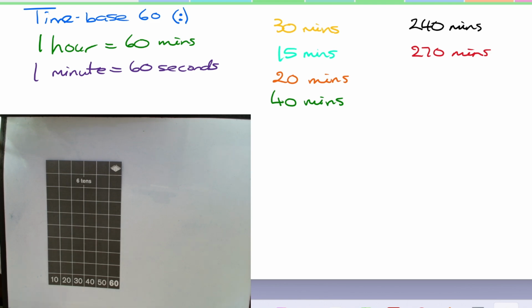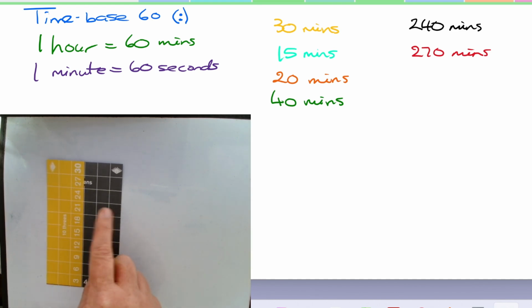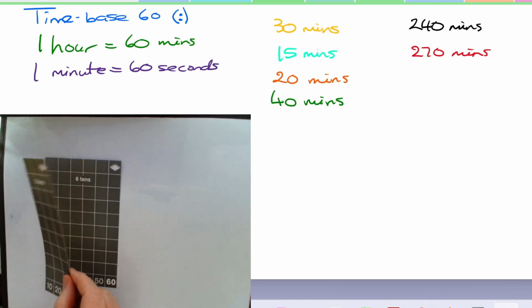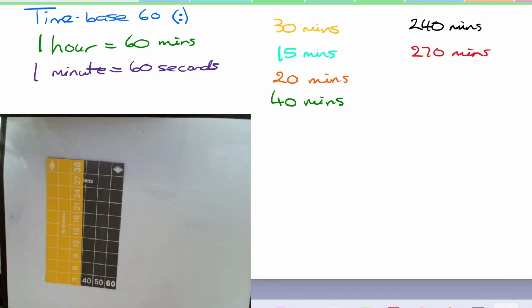So with my multiplicative thinking blocks, I've got them coloured side up just to show you really clearly that 60, and if I've got half of it, 30 minutes, so that's 3 tens that I've got here, right? That is half. So 30 minutes, 30 seconds is half an hour or half a minute.